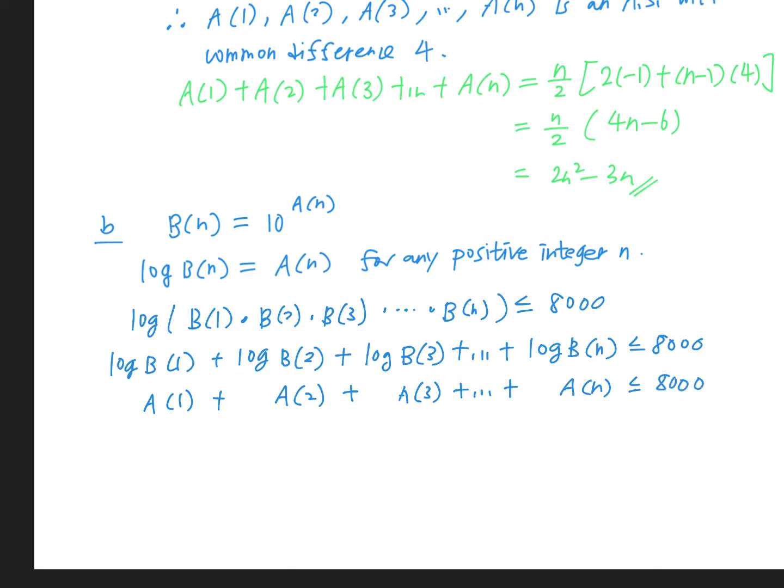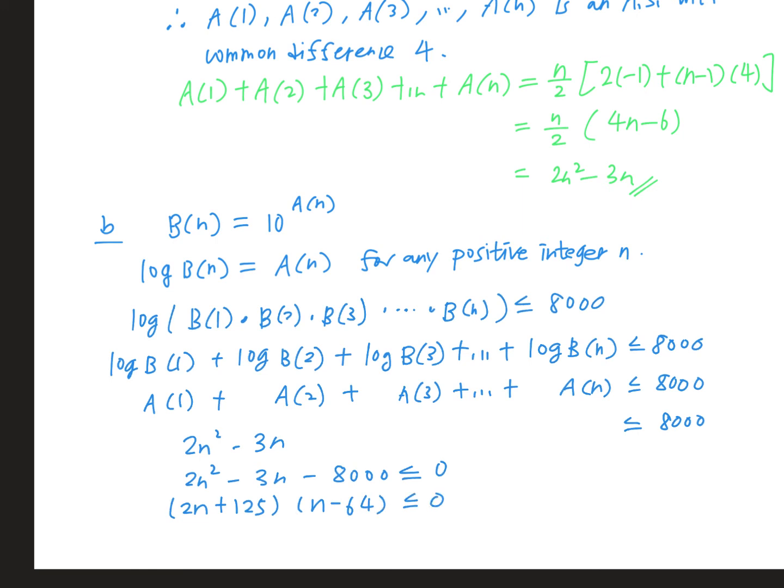Okay, and then we try to use the result from part A because we have a1 plus a2 plus blah blah blah up to an, so that will be 2n squared minus 3n less than or equal to 8,000. And then by rewriting the quadratic inequality back to its quadratic form and then try to use the formula, so that will be 2n plus 125 and then n minus 64.